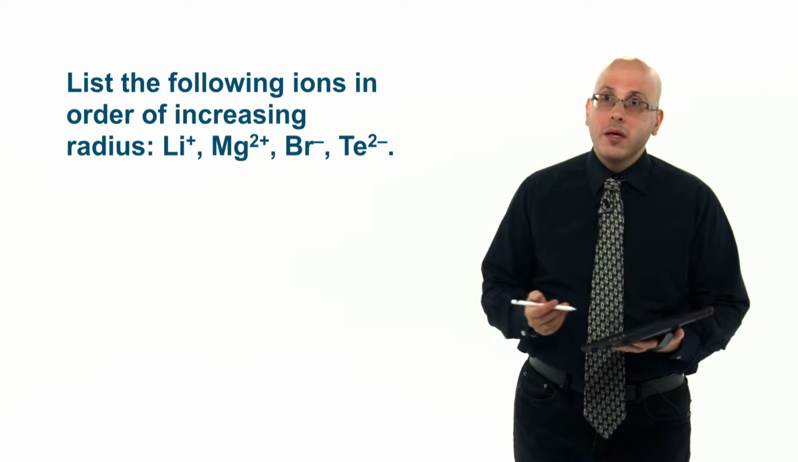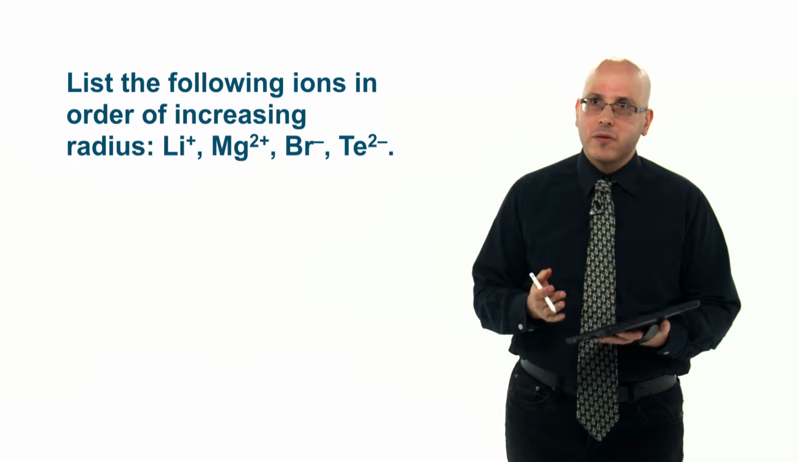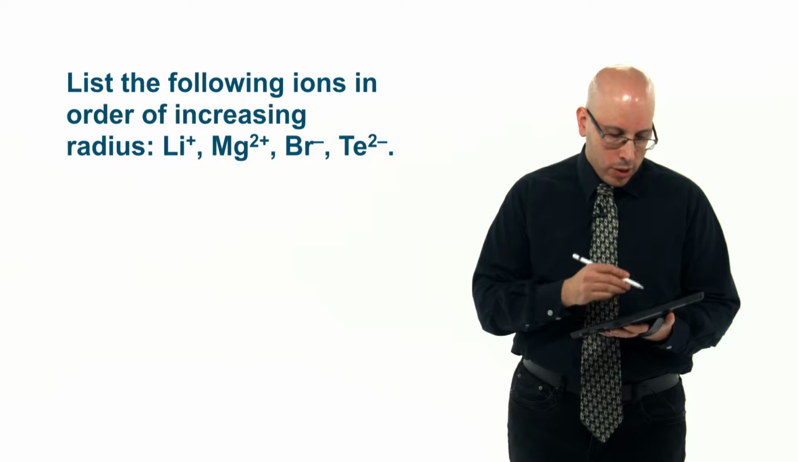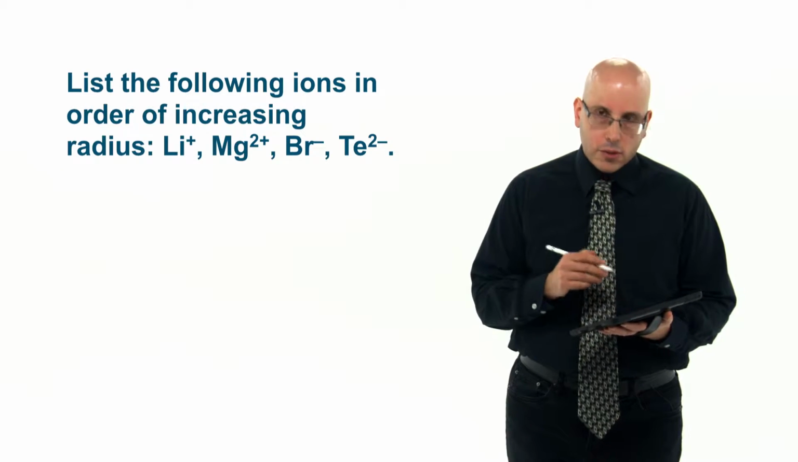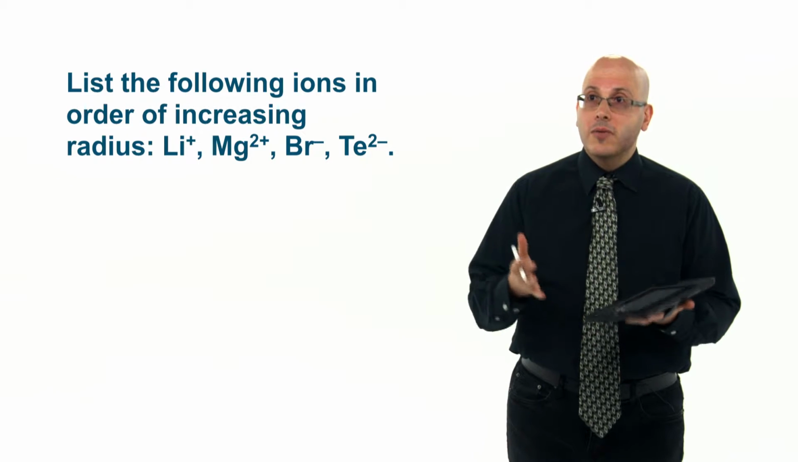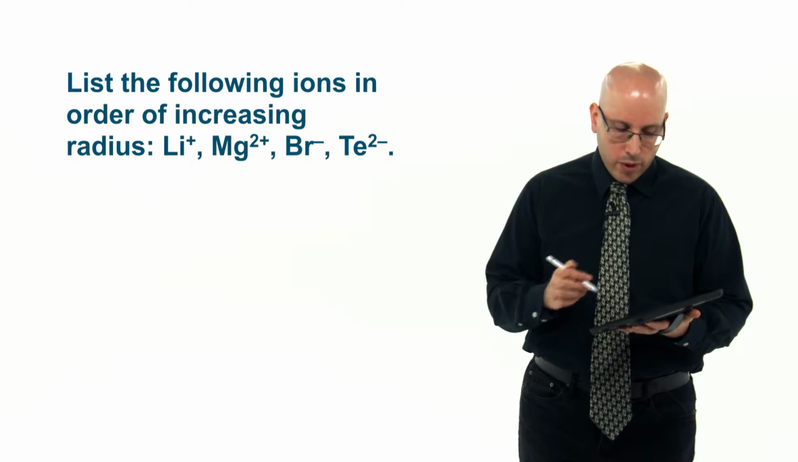Okay, let's look at different ions and compare their sizes of the radii. So we're going to compare lithium ions, magnesium ions, bromide ions, and tellurium ions. Okay, so now you as a student would have to look at the periodic table to help you out.